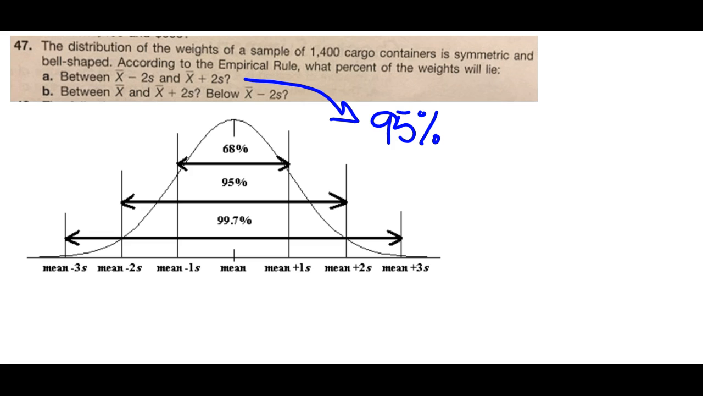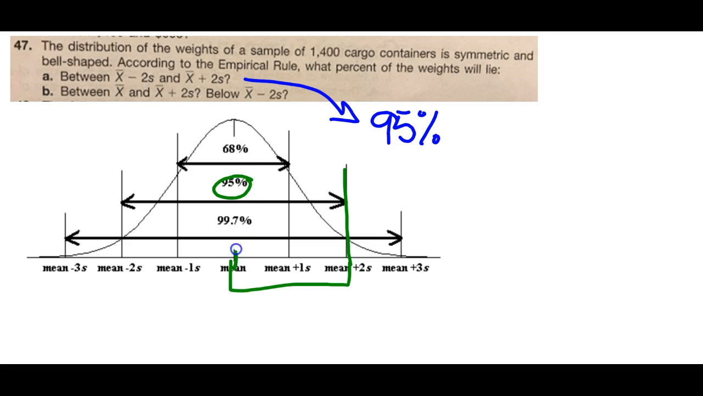Now let's take a look at B. B, we have to do some calculations. It says what percent of the weights will lie between the sample mean and the sample mean plus 2 standard deviations. So we're going to start with this first part, and we'll use green. So the sample mean, and then plus 2 standard deviations.